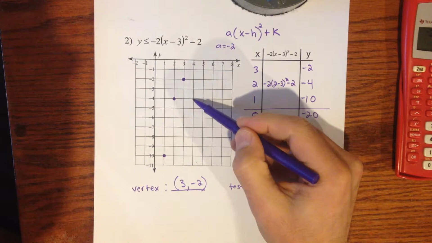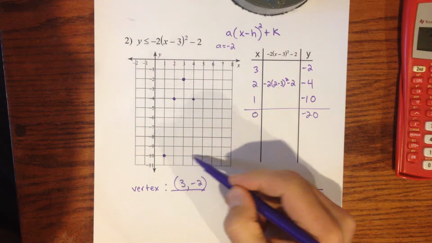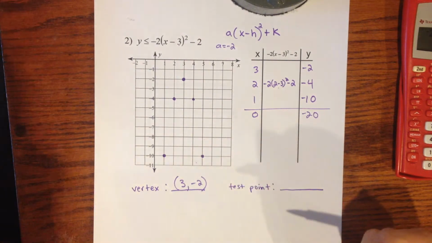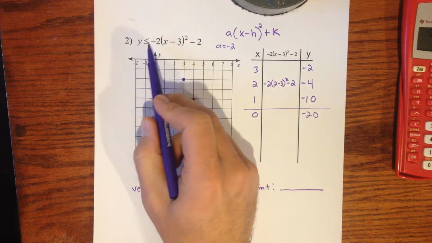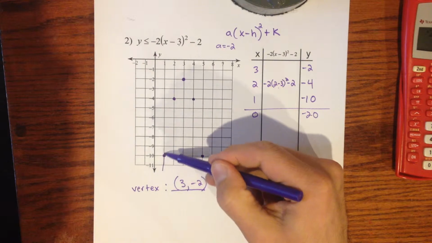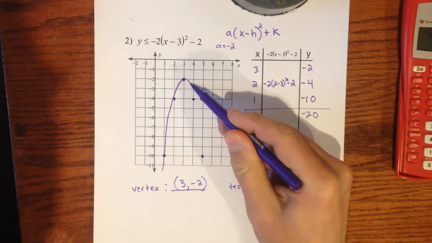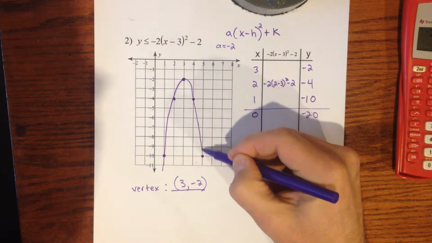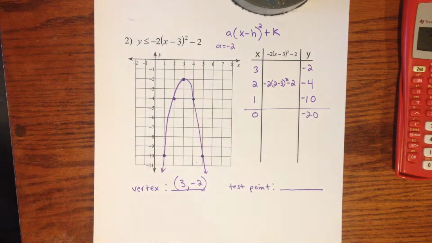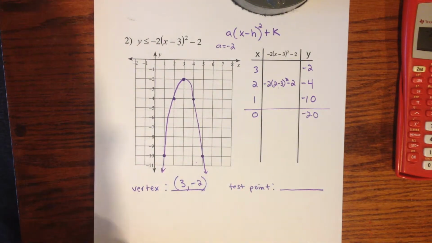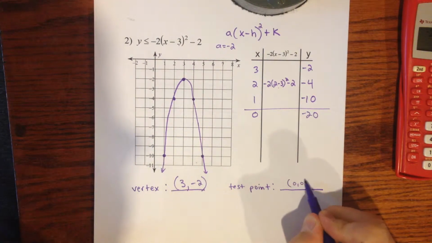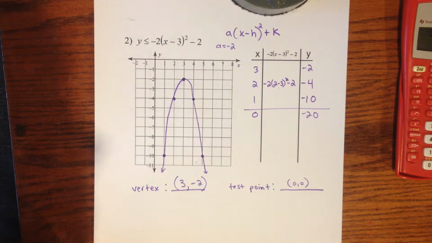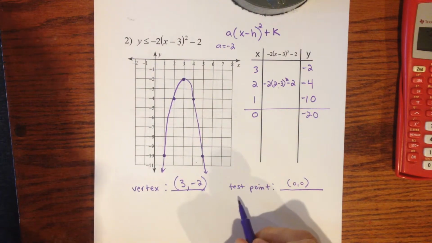This thing's symmetrical, so I can plot the other points. Now I look at my sign. It is less than or equal to, so that's going to be a solid line. It's not perfect, but it'll work. Then again, test point is any point that you want. Like I said, (0, 0) is the easiest one to test. So let's plug that in.